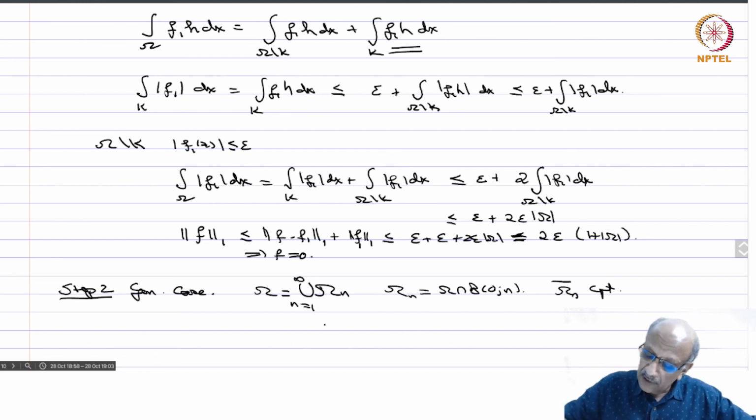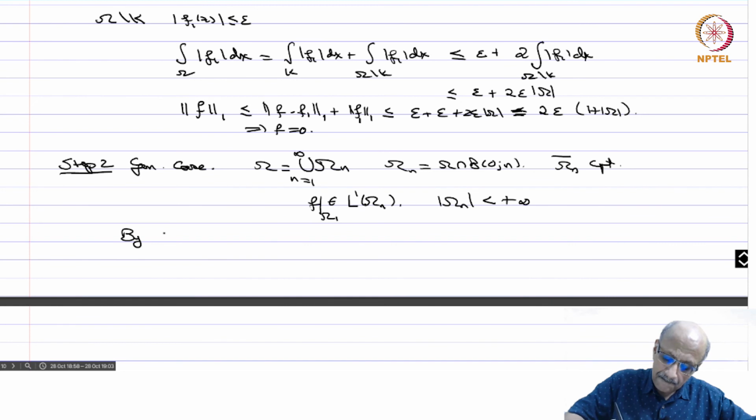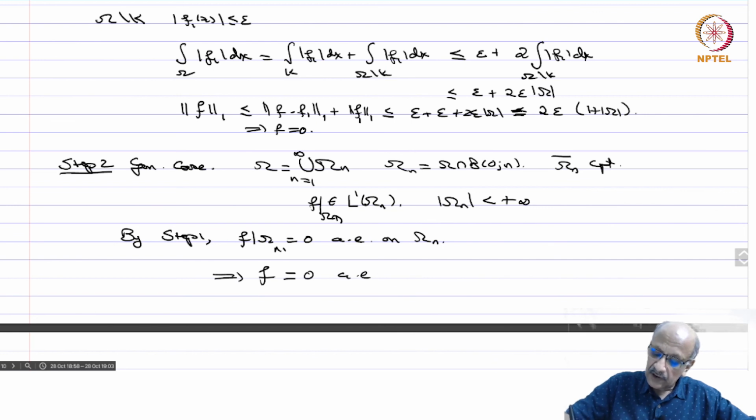So f is locally integrable, therefore f restricted to omega n belongs to L1 of omega n. Further, the measure of omega n is also finite because it is contained in a ball, and therefore by step 1 we have that f restricted to omega n equals 0 almost everywhere on omega n. So there is a set En of measure 0, except on which f restricted to omega n is 0. So f equals 0 almost everywhere on omega, because the only sets where it is not 0 are the En, which have measure 0, and a countable union of sets of measure 0 is again a set of measure 0. Therefore this proposition is completely proved.